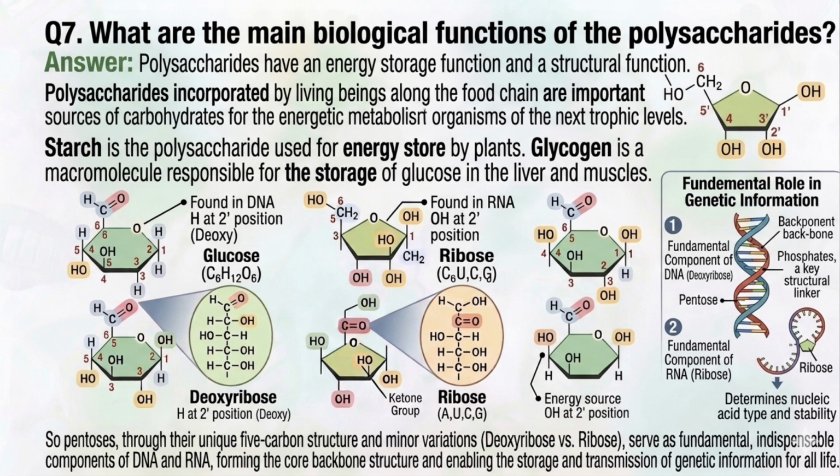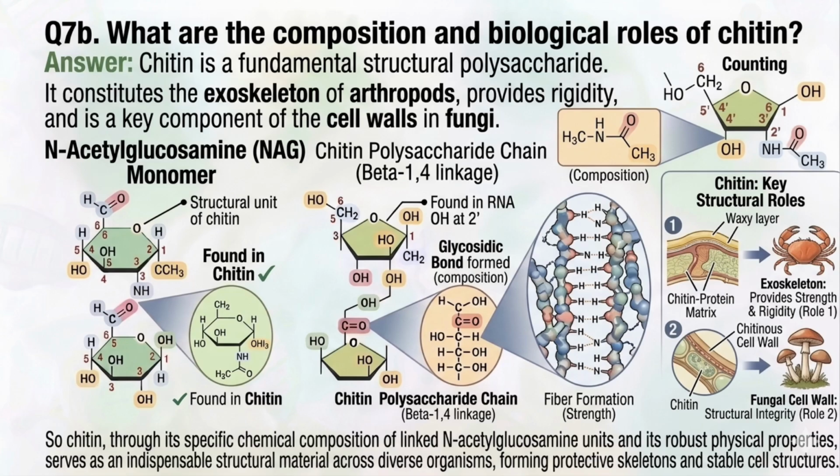Starch is the polysaccharide used for energy storage by plants. Glycogen is a macromolecule responsible for the storage of glucose in the liver and muscles. Chitin is a polysaccharide with structural functions that constitutes the exoskeleton of the arthropods and the cell wall in fungi.